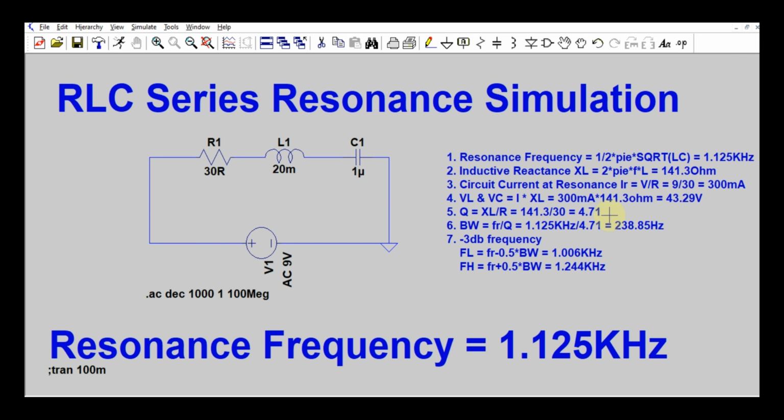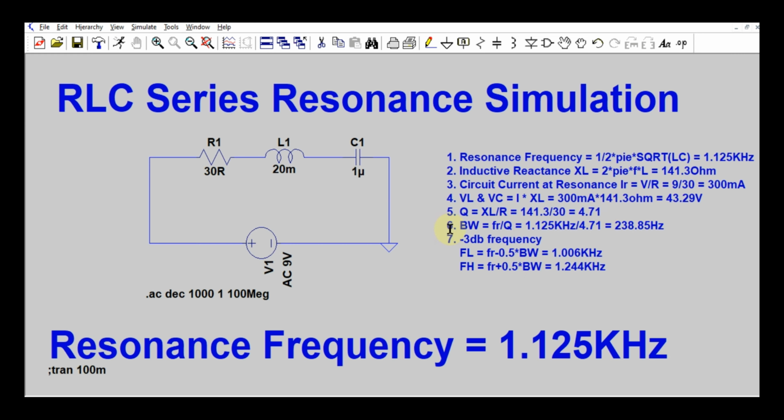Don't worry about that. Let us calculate the quality factor. Quality factor Q is given by XL divided by R. You have the value of XL as 141.3 and the value of R as 30 ohm. So you get the quality factor as 4.71. So here I have one question for you: what if the quality factor is higher, and what if the quality factor is lower? You may answer this in the comment section, right?